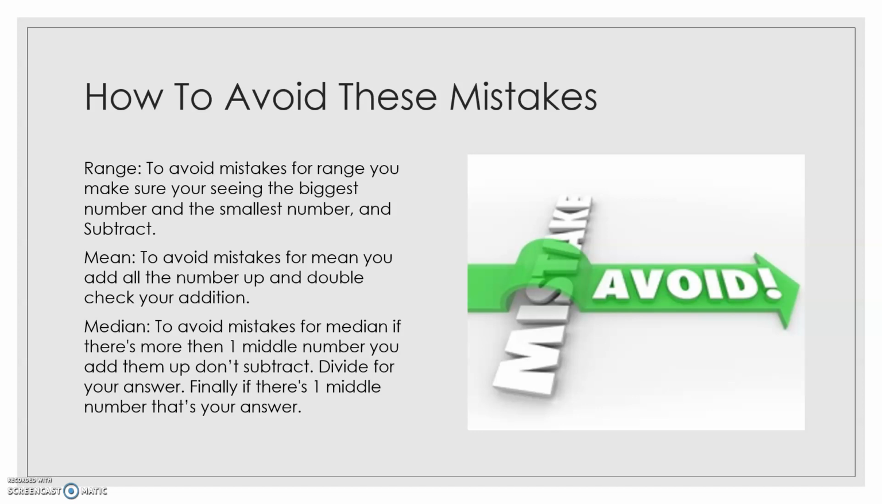Range, the easiest way to get the right answer for range is writing from smallest to biggest. Mean, if you're having trouble, just write it out, stack them, and add. And then median, to avoid the mistake for median, you also do the same thing as range, smallest to biggest.